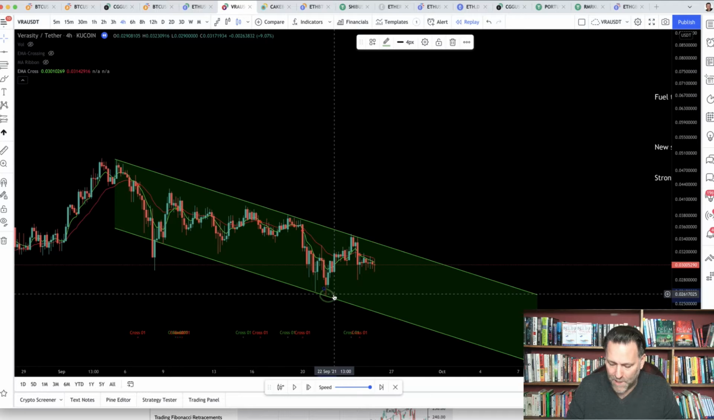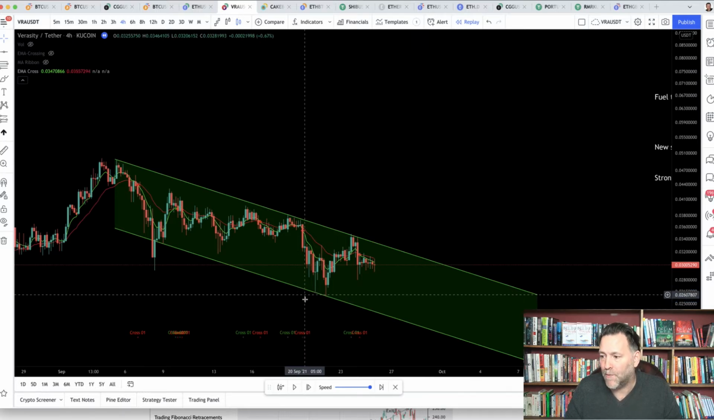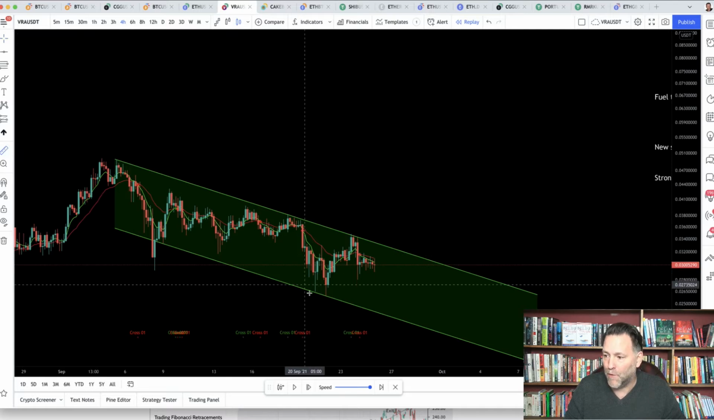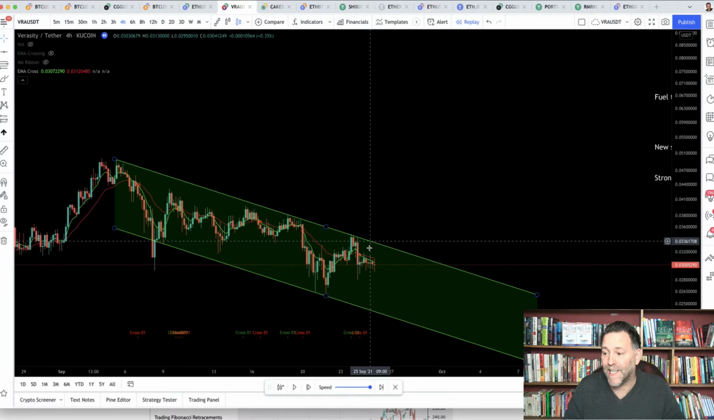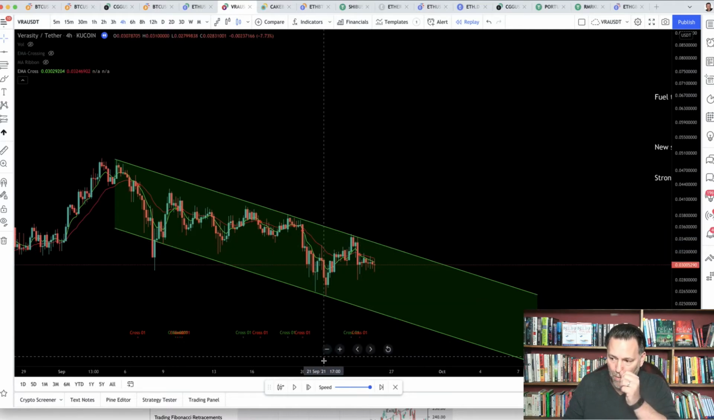So what we'll do with this Veracity, and we'll see where this is going to play out. You can see it hit that bottom side as well, and then it moved to the upside relatively quickly. So it was a move of 32% back to the upside. So we'll play this out just now.